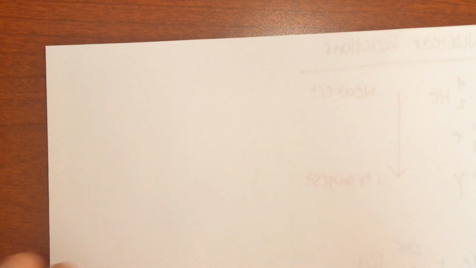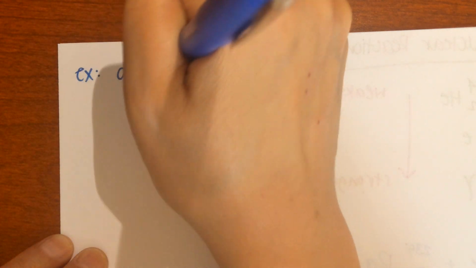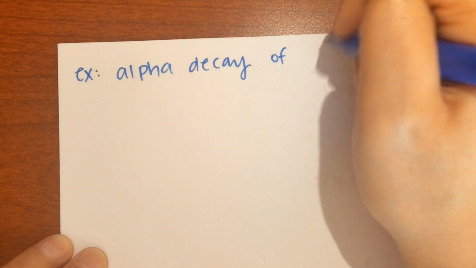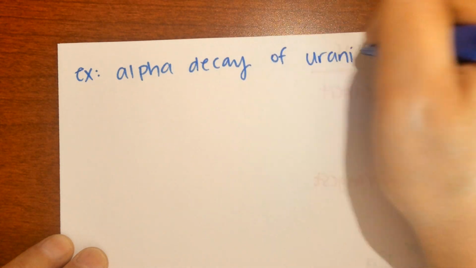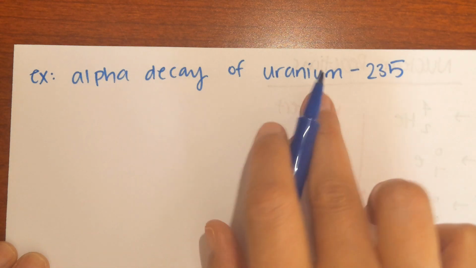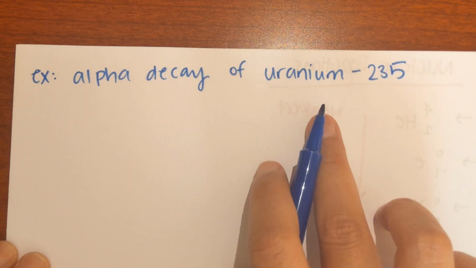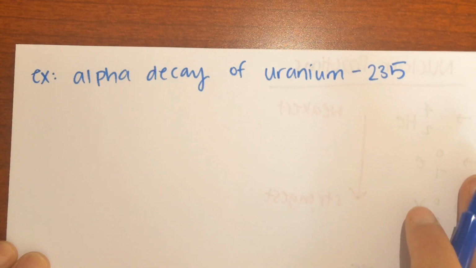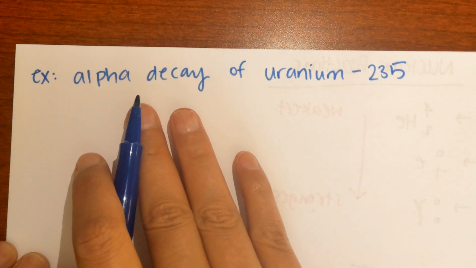But what happens if I ask you to write a full reaction? So, for example, I ask you to write alpha decay of uranium 235, right? So notice how I've given you an isotope that's in the hyphen notation, and we have to have the nuclear reaction in nuclear notation, and you have to know what alpha decay is.